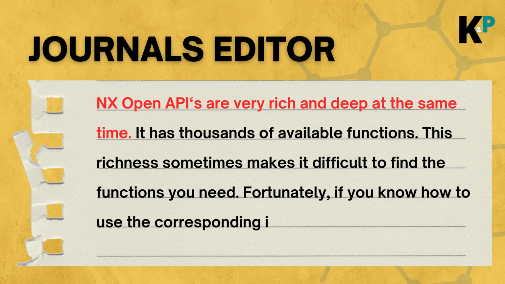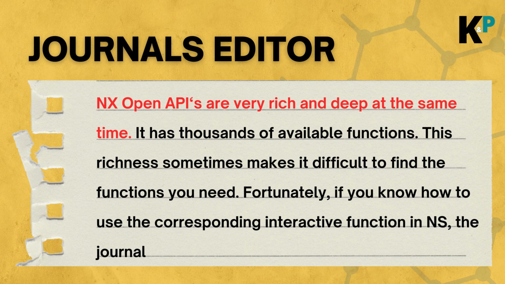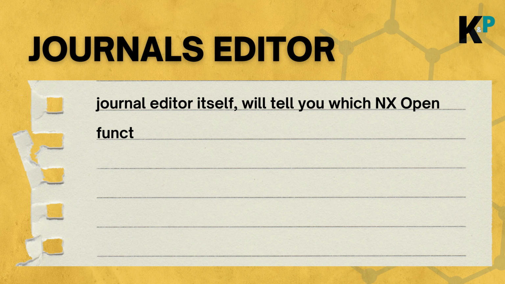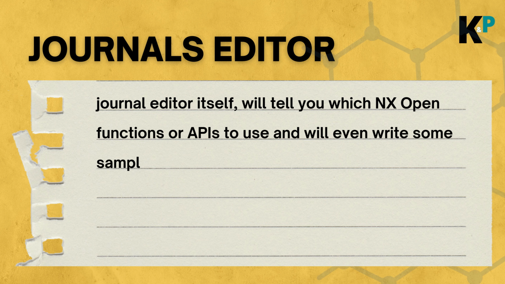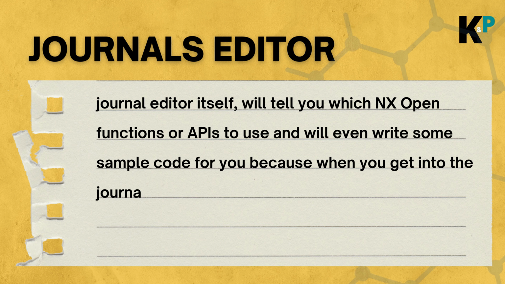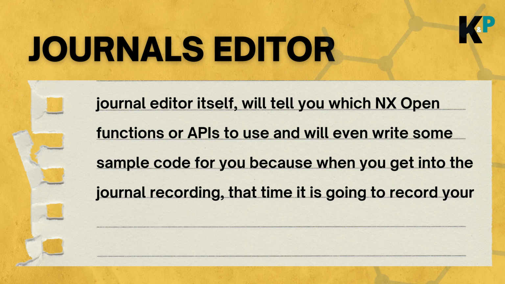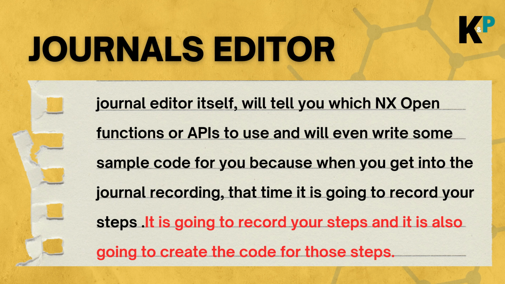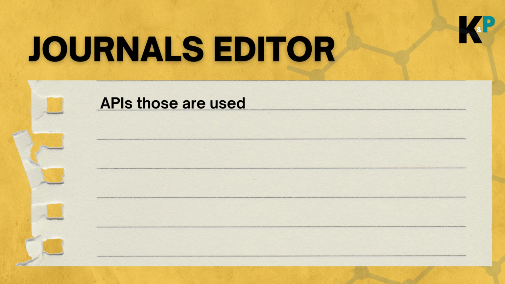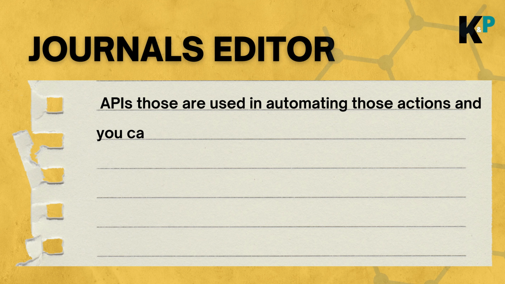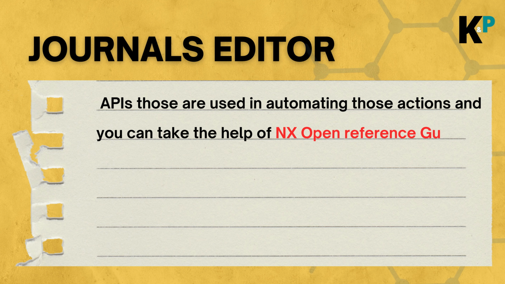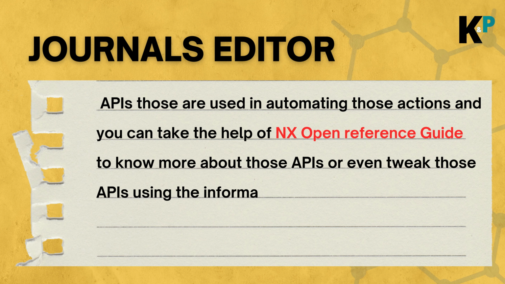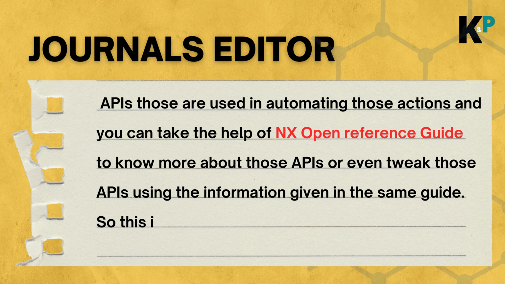Fortunately, if you know how to use the corresponding interactive function in NX, the journaling facility, I mean the journal editor itself, will tell you which NX Open functions or APIs to use, and will even write some sample code for you. Because when you get into the journal recording, at that time it is going to record your steps, and it is also going to create the code for those steps. This is how you know what are the APIs that are used in automating those actions, and you can take the help of NX Open reference guide to know more about those APIs, or even tweak those APIs using the information given in the same guide.